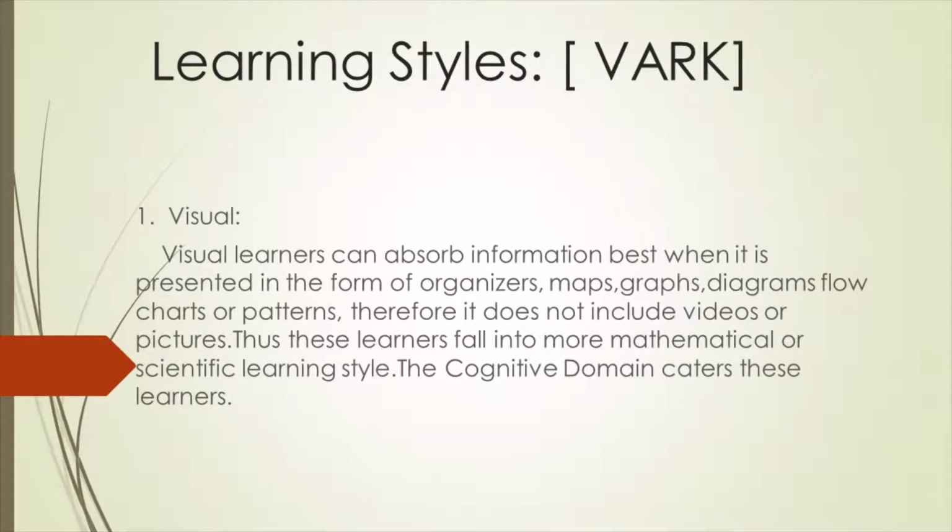Visual. Visual learners can absorb information best when it is presented in the form of organizers, maps, graphs, diagrams, flowcharts, or patterns. Therefore, it does not include videos or pictures. Thus, these learners fall into more mathematical or scientific learning style. The cognitive domain caters these learners.